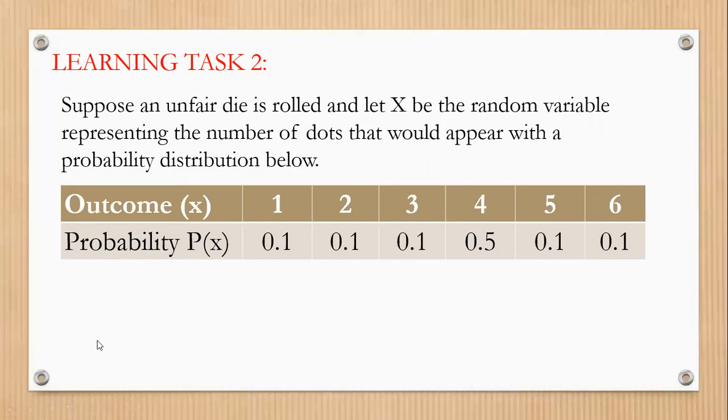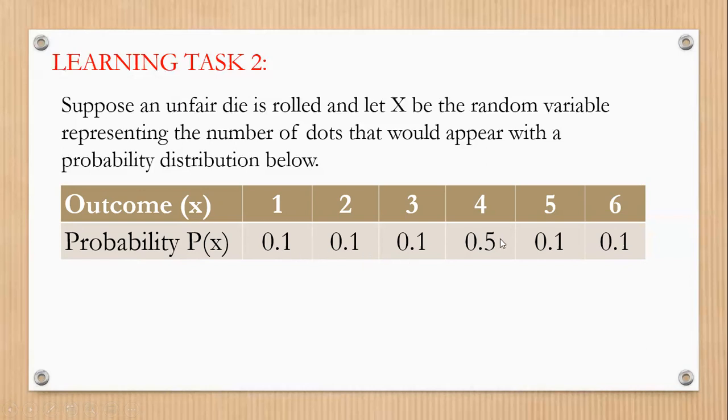When we say unfair die, it means the probability of each number on a die is not equal. Because when we say a fair die, each of the numbers from 1 to 6 will have equal probabilities. In this case, since it's an unfair die, as you can see, the probabilities are not equal, although most of them have a probability of 0.1.